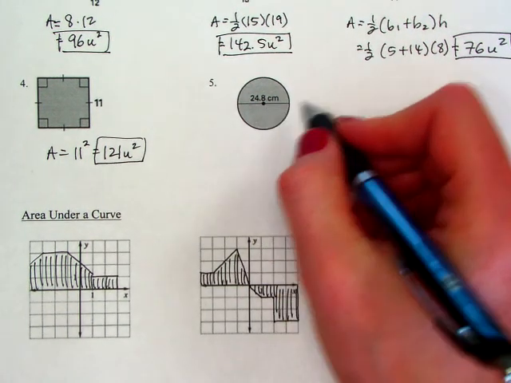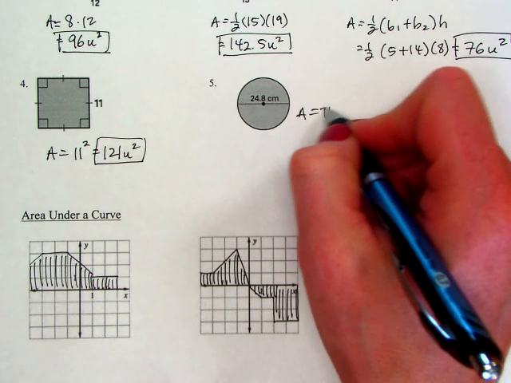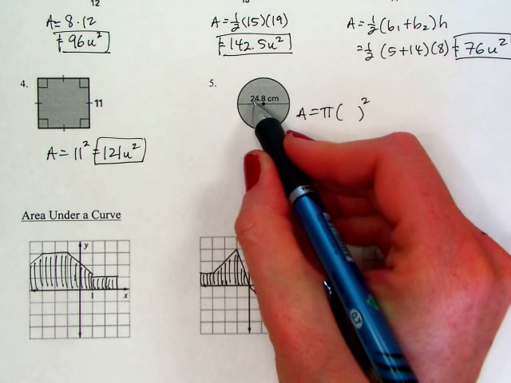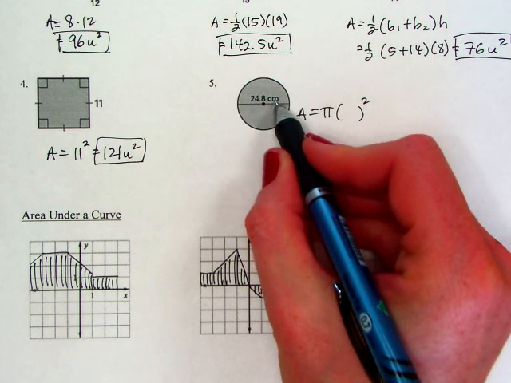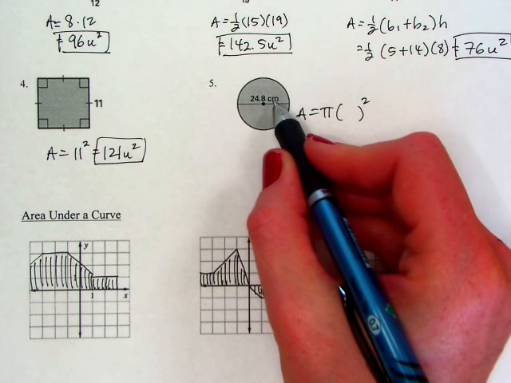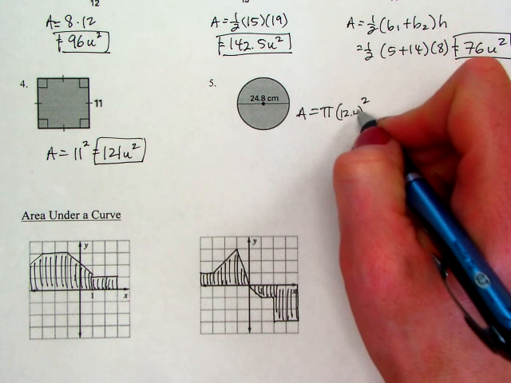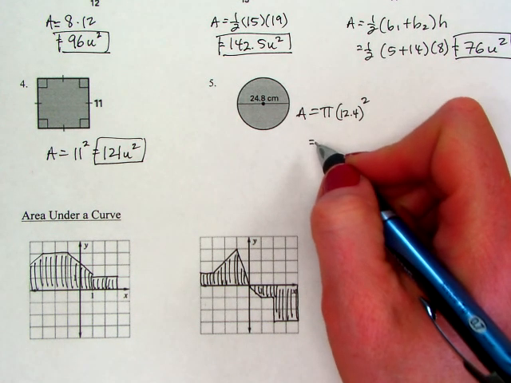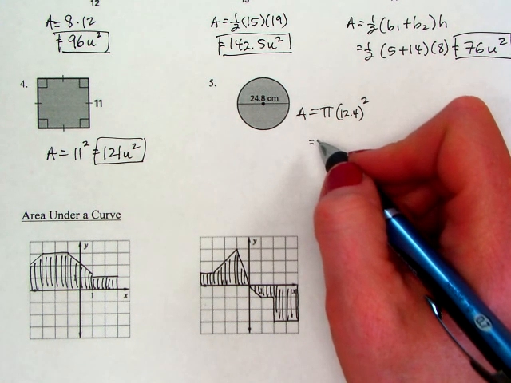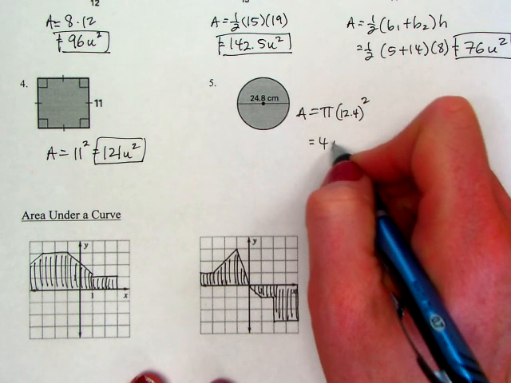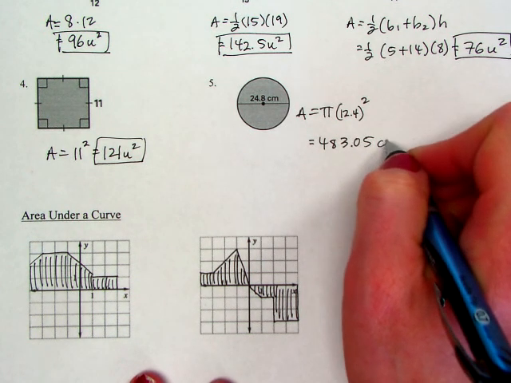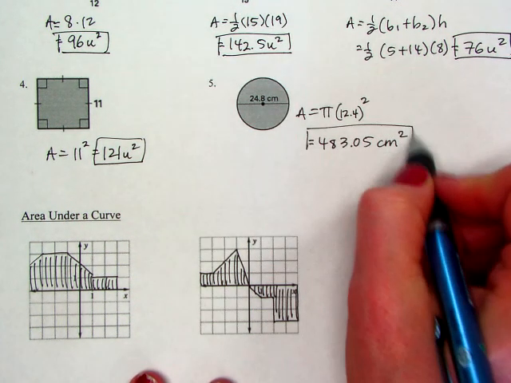Next up is a circle, so pi r squared. Since the number runs over the line, we're going to take that to be the diameter, so we're going to divide that in half to find the radius. The radius is 12.4. Squaring that and multiplying by pi, we get about 483.05. That one actually has a label, so we'll make that centimeters squared.